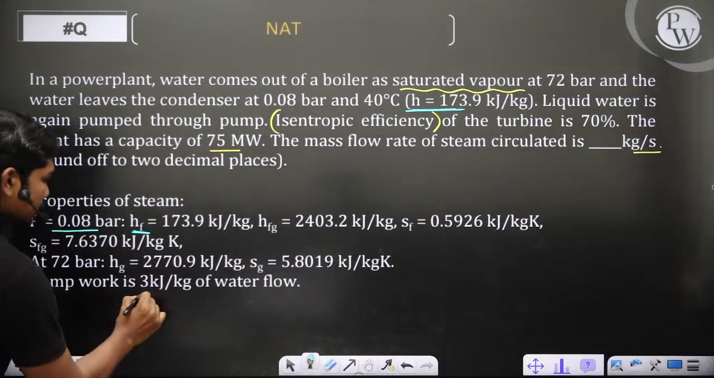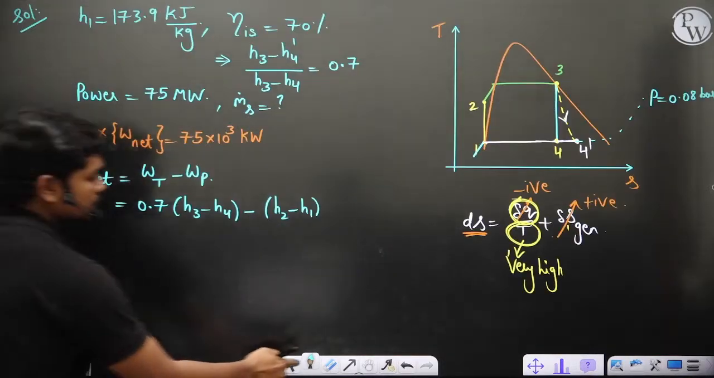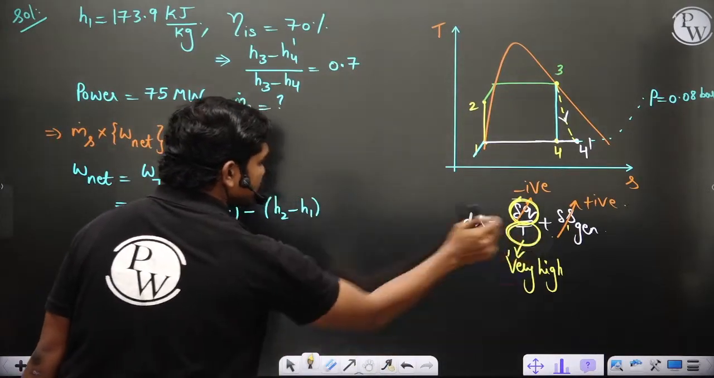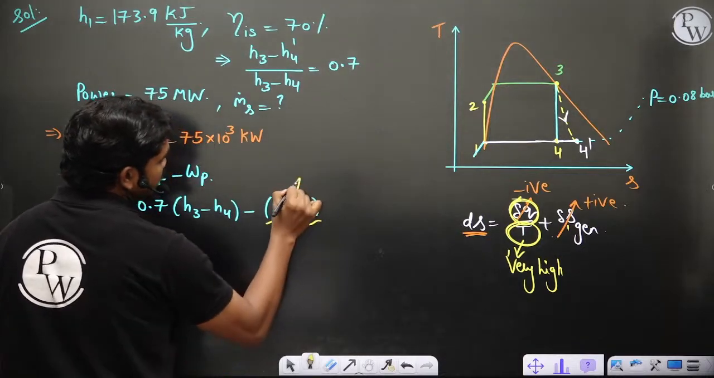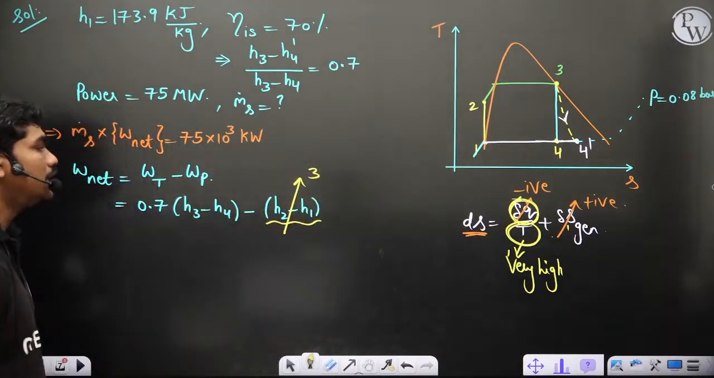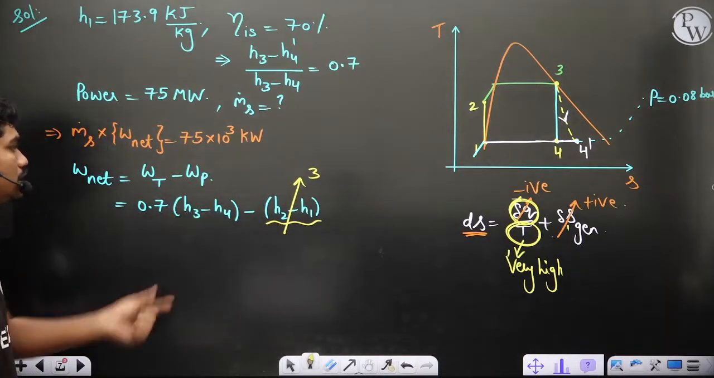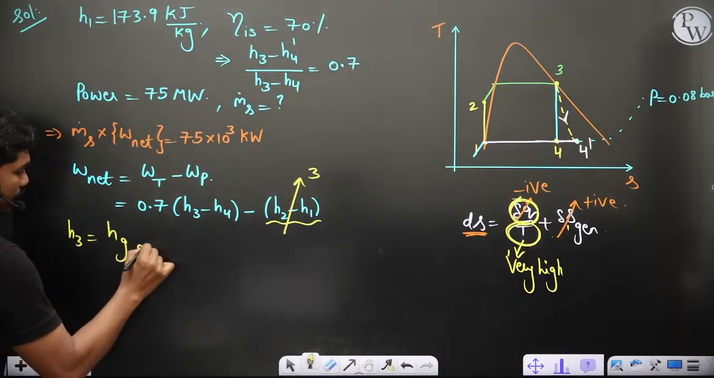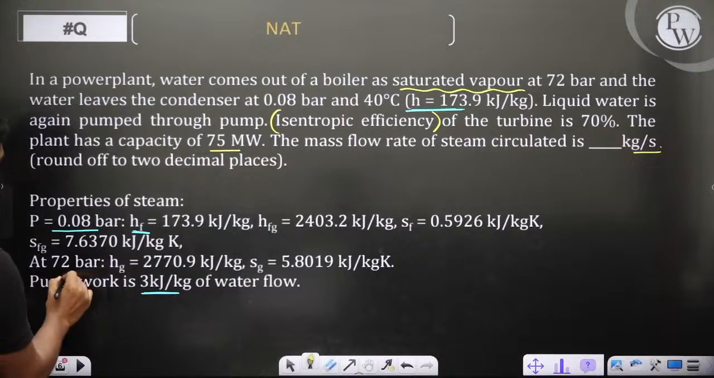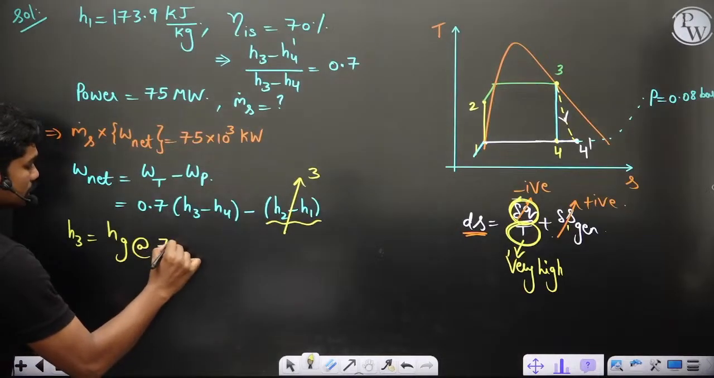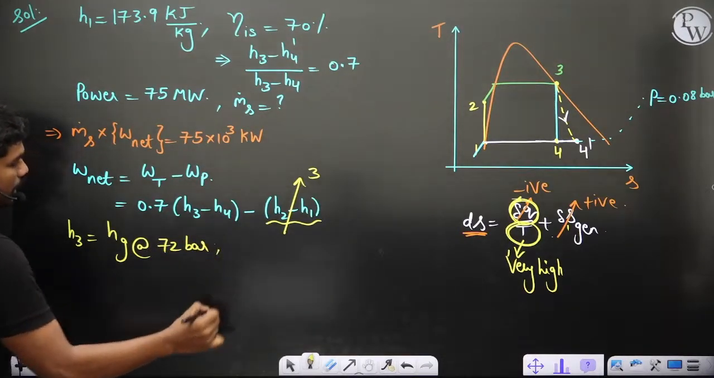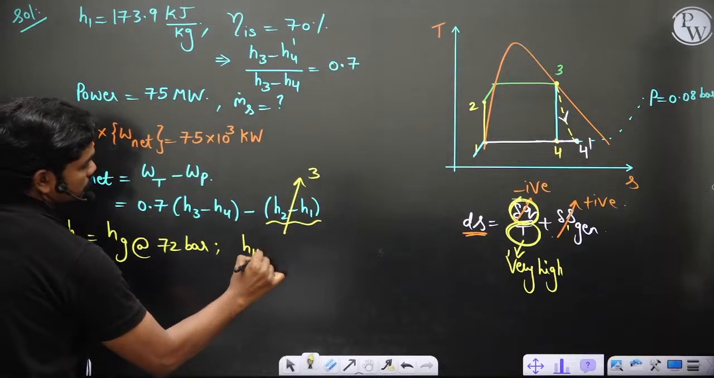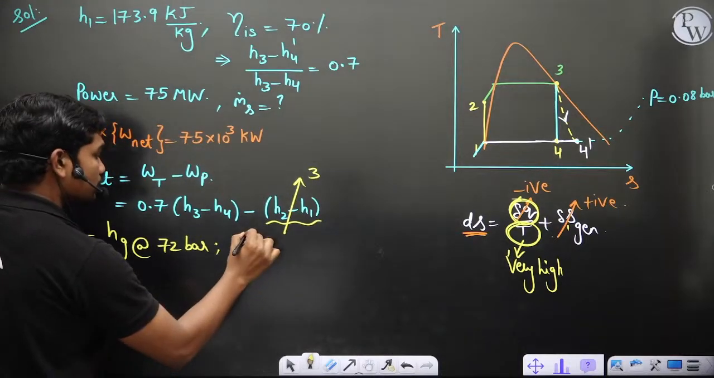Pump work is 3 kilojoule per kg. Pump work is given directly. Good. So this value is 3 kilojoule per kg. Now only thing is H3 minus H4. H3 is nothing but Hg at this pressure, 72 bar. Fine. Now what about H4? That's what you have to identify. So H4 dash actually.